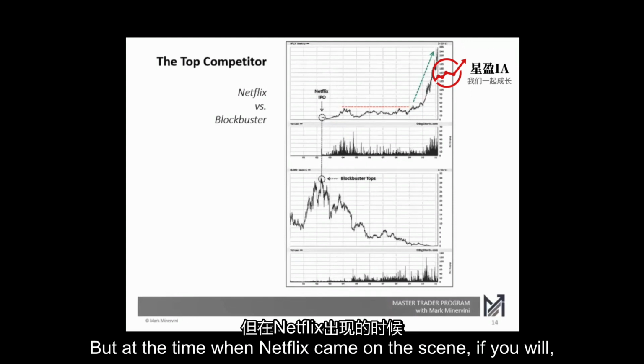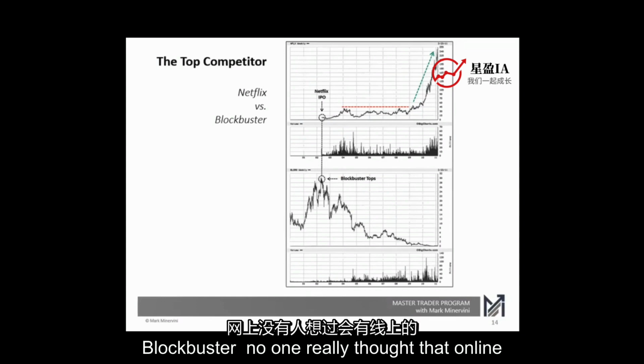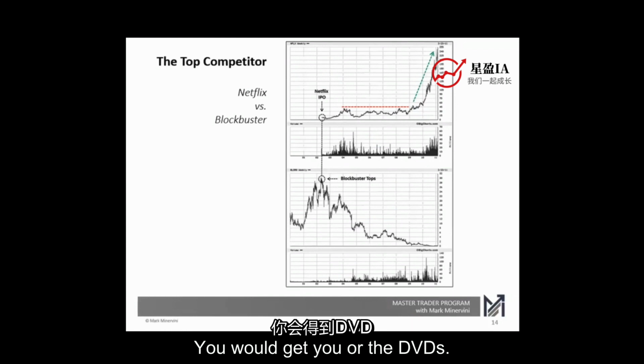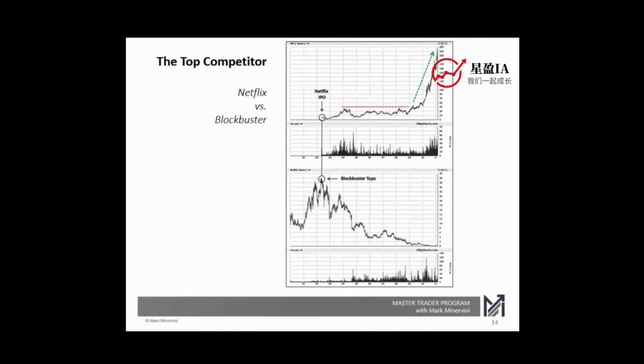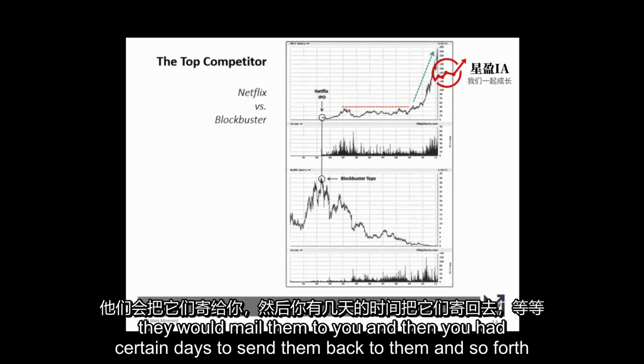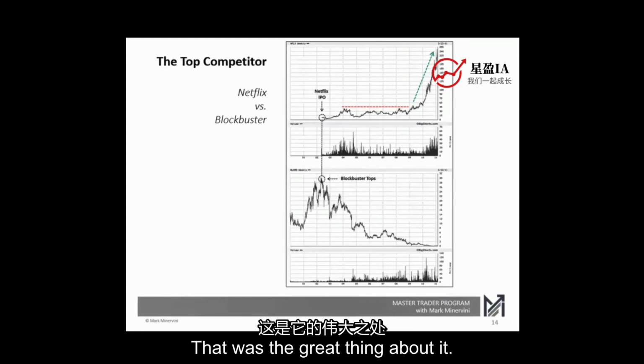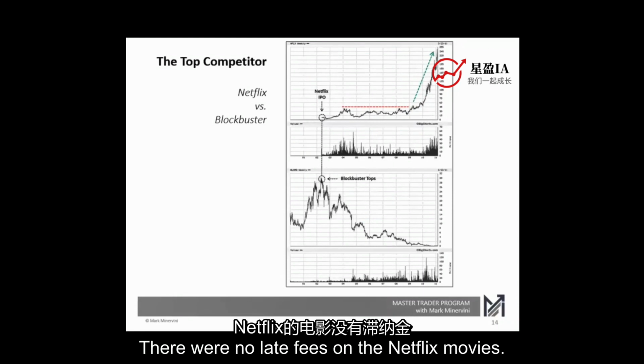But at the time when Netflix came on the scene, no one really thought that online... it wasn't even online. It started off with mailing you the DVDs. They would mail them to you, right, Dave? I'm trying to remember. Yeah, they would mail them to you, and then you had certain days to send them back, and so forth. And prior to that, you could hold them as long as you wanted to. That was the great thing about it. There were no late fees on the Netflix movies.